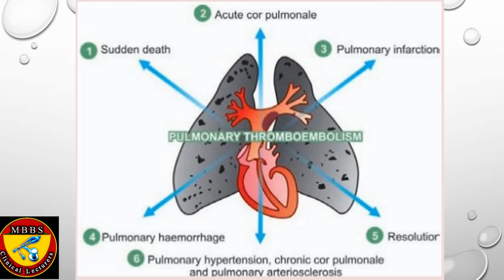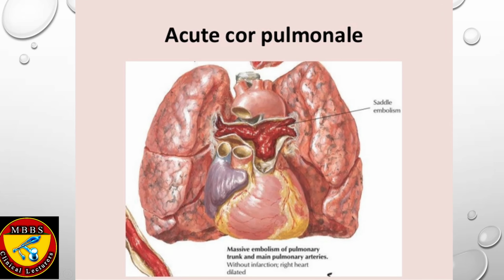Involvement of more than 60% of the pulmonary vasculature could lead to sudden death or right heart failure or acute cor pulmonale. It can lead to pulmonary infarction when both the pulmonary artery and the bronchial artery are compromised. It can lead to pulmonary hemorrhage. Then multiple emboli could lead to pulmonary hypertension, chronic cor pulmonale, or even pulmonary arteriosclerosis. Whereas the majority of them are silent, they can undergo resolution. This is the picture of acute cor pulmonale.